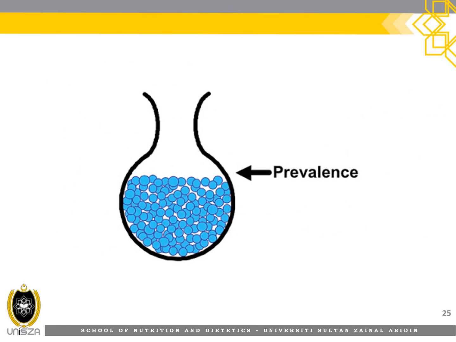So this slide and the following few slides will be showing how the prevalence increases or decreases. So we already know that prevalence is the frequency of an existing event. So you can imagine prevalence as small balls in a big vase.